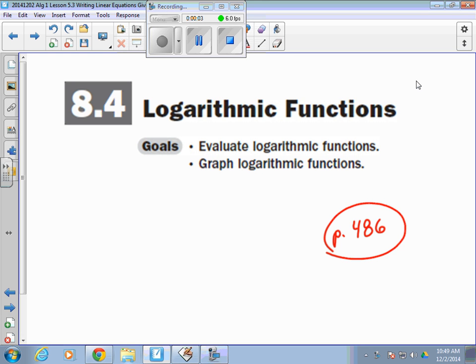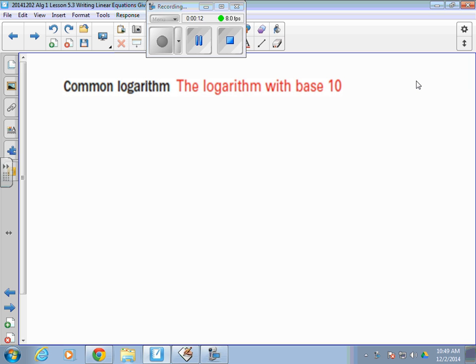This is Algebra 2, Lesson 8.4, Introduction to Log Functions, Evaluating and Graphing. We'll get to graphing of them way at the end on page 486. First one's a definition of a common logarithm.